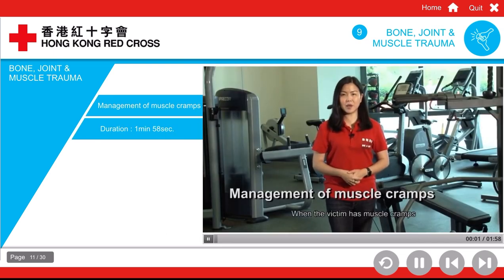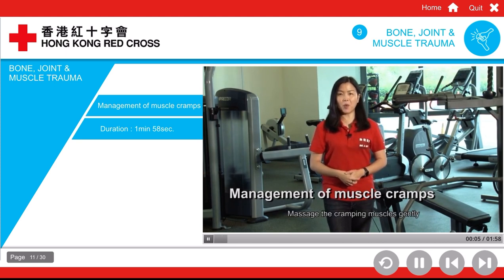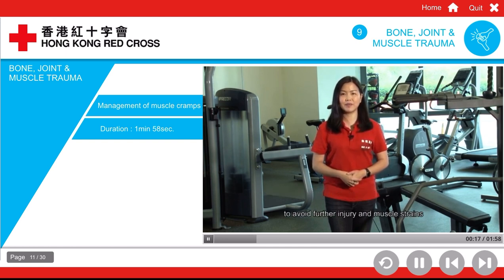When the victim has muscle cramps, you should let him or her rest. Massage the cramping muscles gently or stretch the cramping parts softly. You shouldn't apply too much force when you try to stretch the cramping muscle to avoid further injury and muscle strains. If the cramps sustain for a long time, you can use cold pads to relieve the pain.